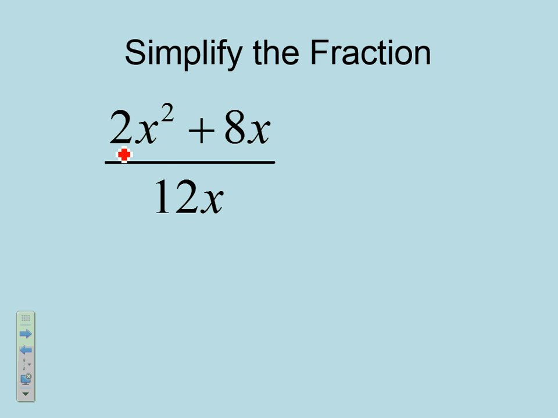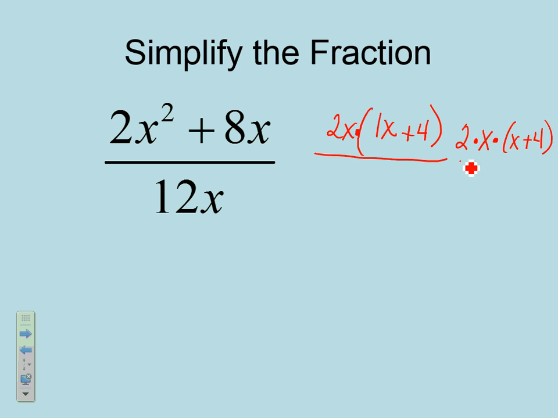So what's in common between 2x squared and 8x? 2x. 2x squared divided by 2x would be 1x. 8x divided by 2x would be 4. All over, now remember, these are all being multiplied, so I'm going to write it again. 2 times x plus 4. All those things in top are being multiplied.